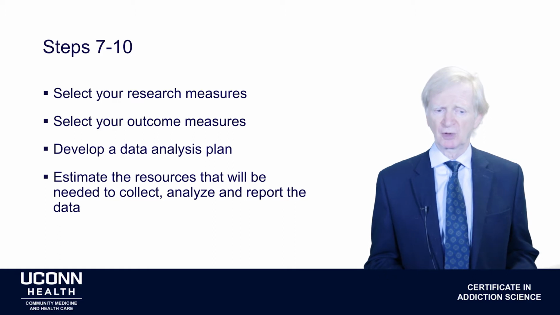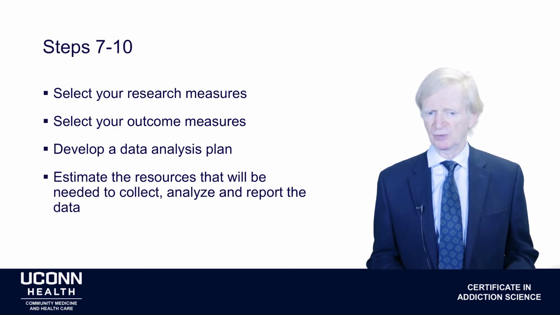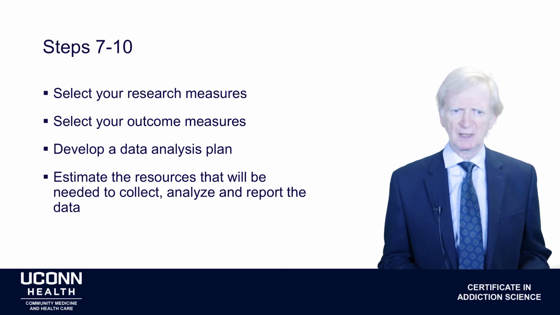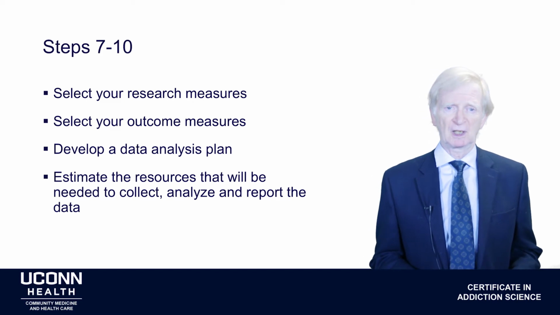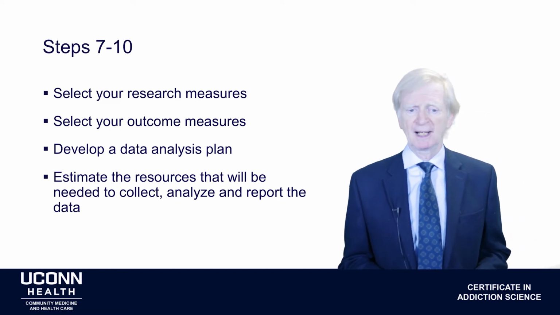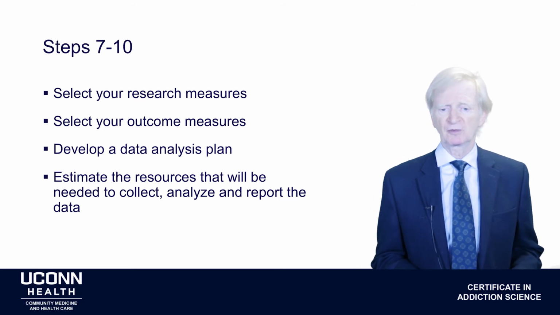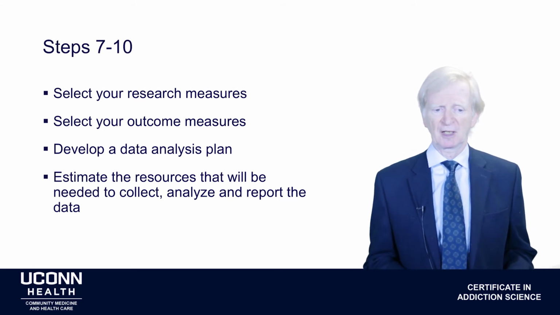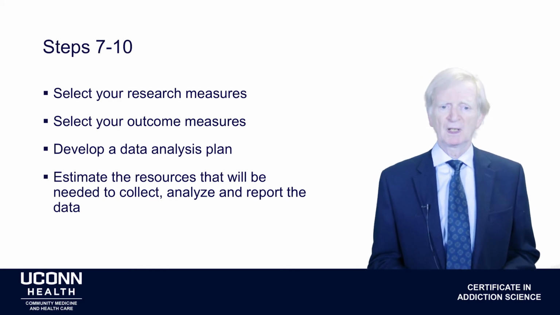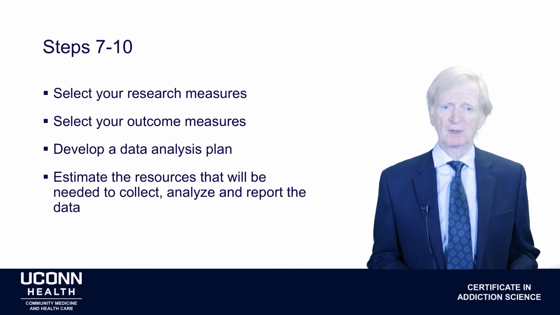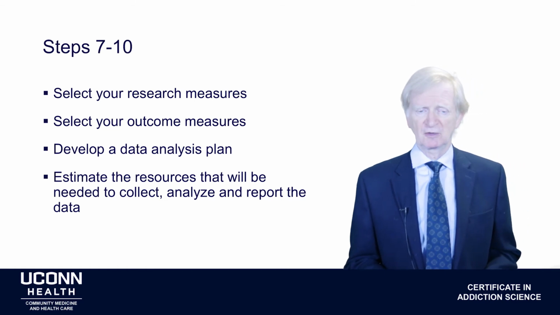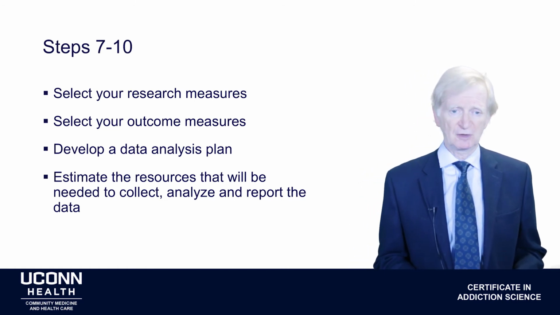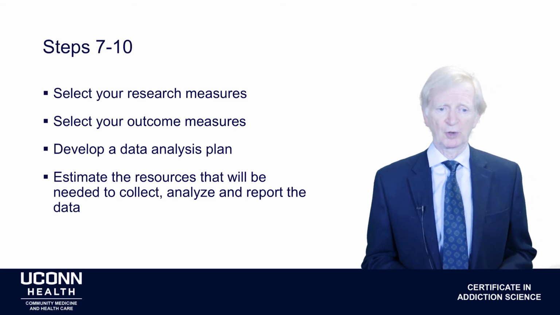Continuing with your program planning, you then need to select your research measures. We've talked about the variety of measures that would suit different types of program evaluation. You need to select your outcome measures, develop an analysis plan, and estimate the resources that will be needed to collect, analyze, and report the data, including a budget. All of these things would go into your program evaluation plan, and it would be prepared for the audience that is going to provide authorization and in some cases funding for your proposal.